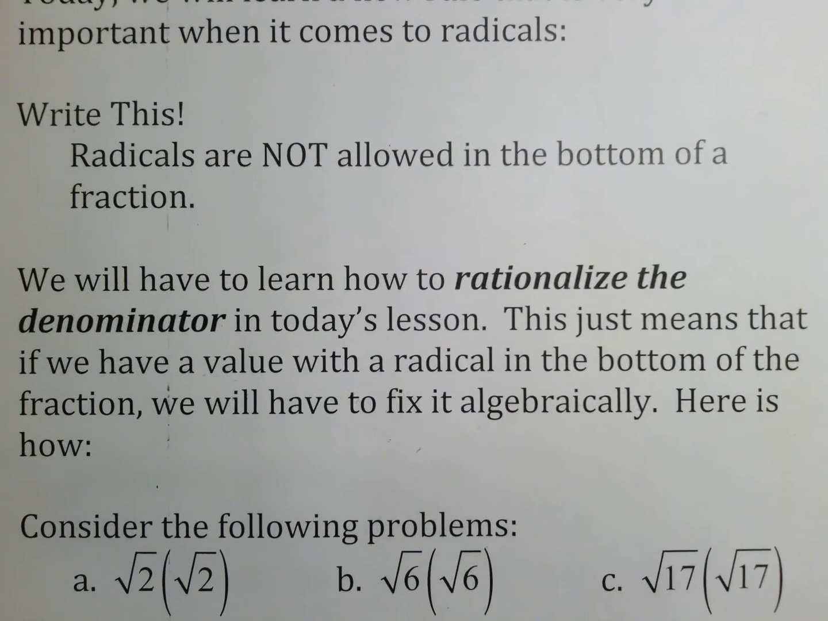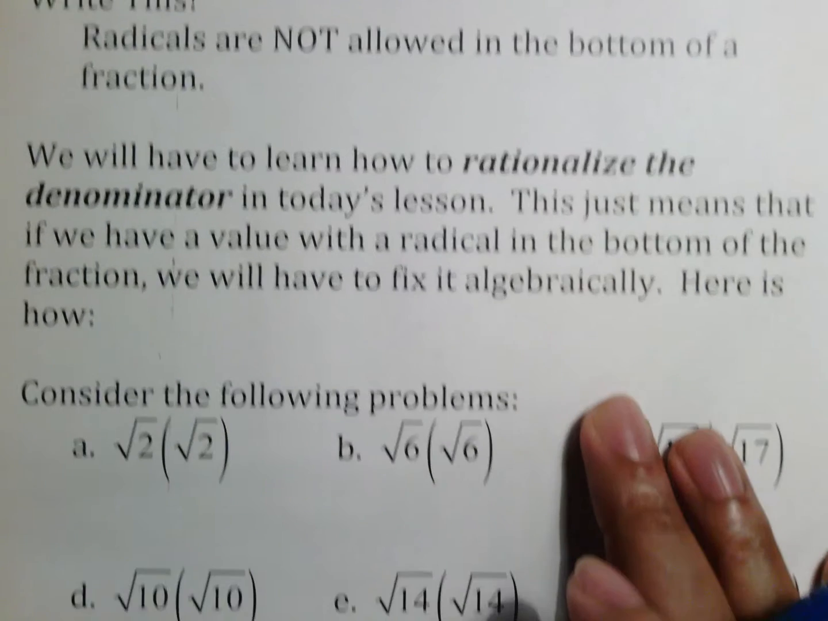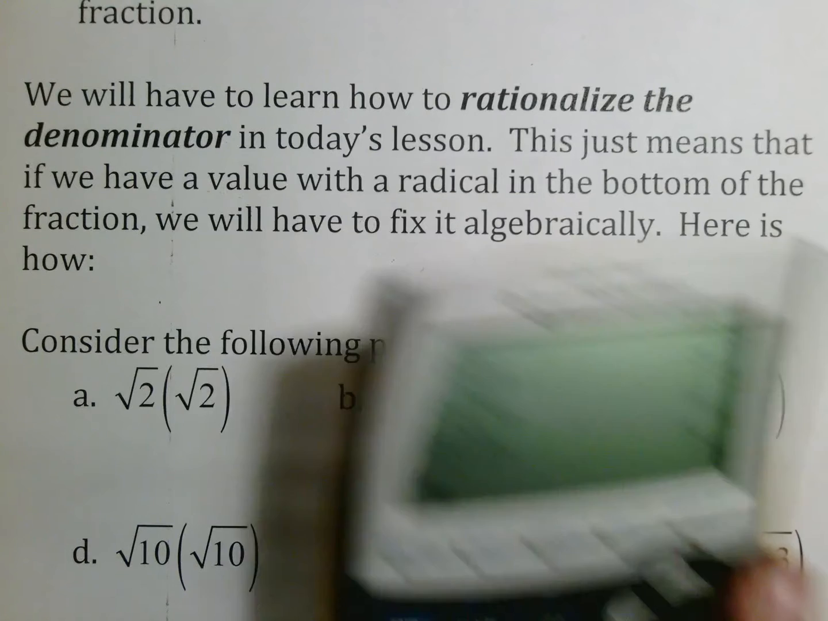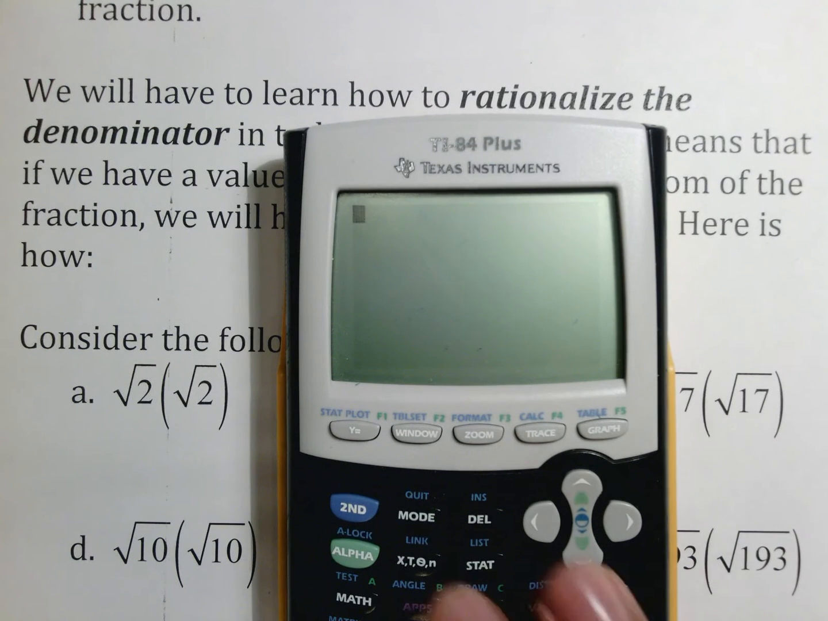We will have to learn how to do what we call rationalizing the denominator. This just means that if we have a value with a radical at the bottom, we have to fix it using algebra. There is a way to fix it, but let's just talk real fast about how that works. So considering these problems real fast, square root of 2 times square root of 2. I'm just going to do this in the calculator to show you something and hope you see the pattern.